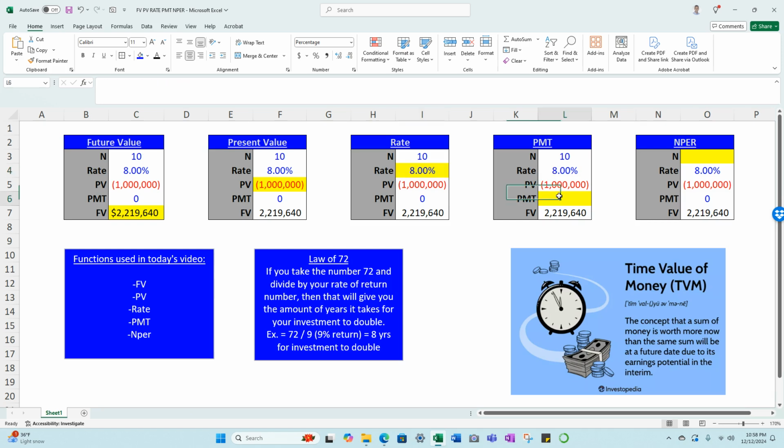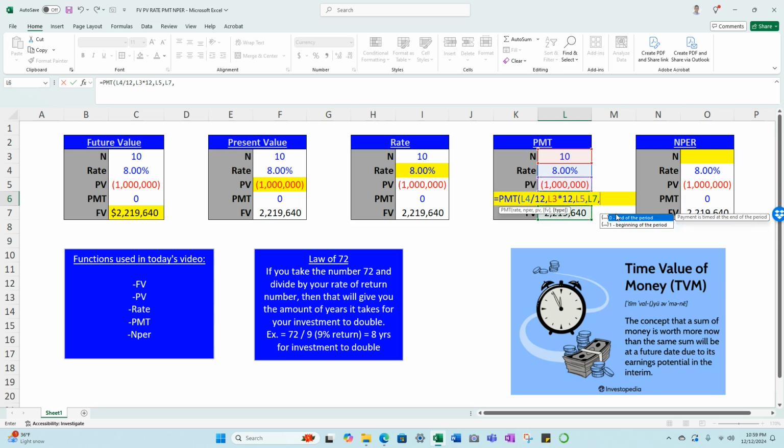Moving on to the payment calculation, we're going to type in equals PMT. Go to the rate divided by 12. 10 years times 12. Go to present value, future value, and then end of the period.